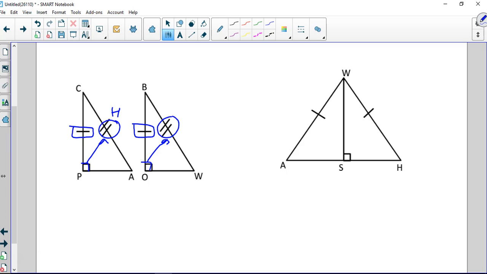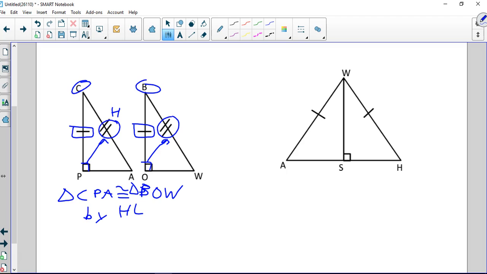Now we just need to make our statement. And we can start wherever we want. We start at the C and say triangle C, maybe go down to the right angle, PA, is congruent to, we're going to start at the same place, triangle B down to the O, the right angle, and W. So we're saying they are congruent, and then we just say, again, our justification is by HL.